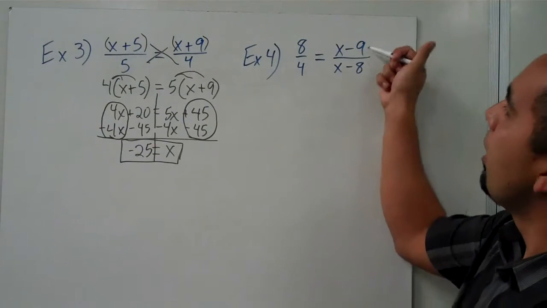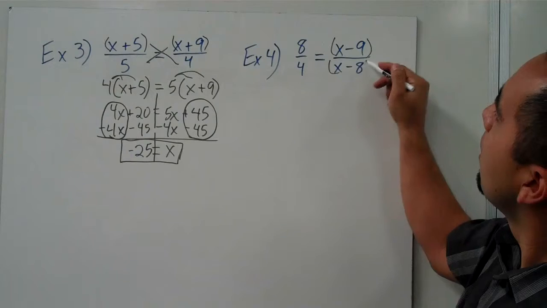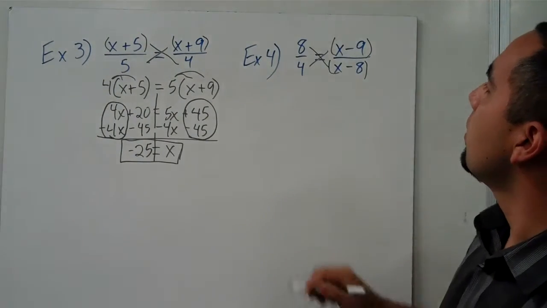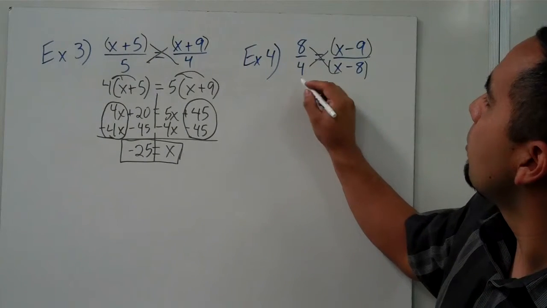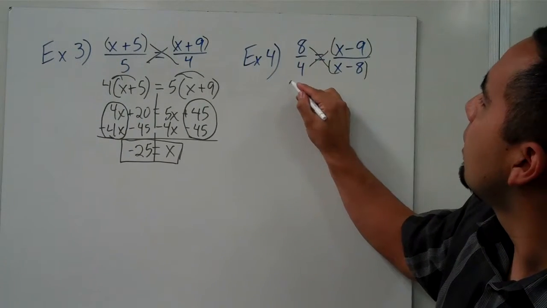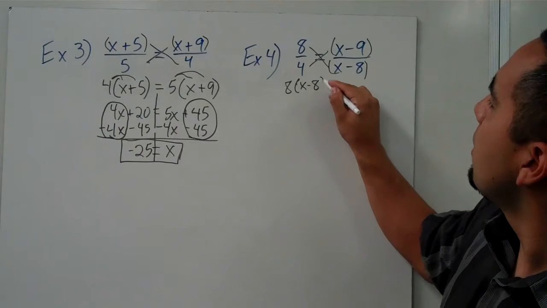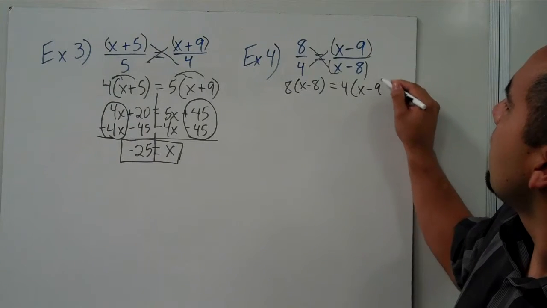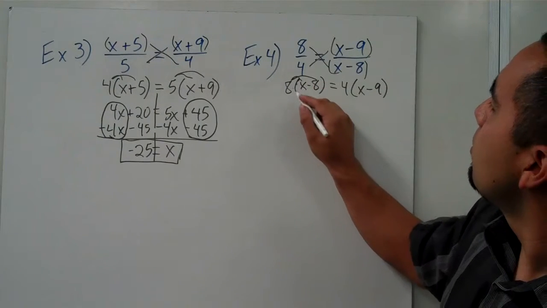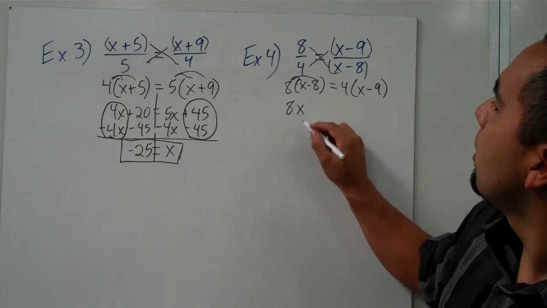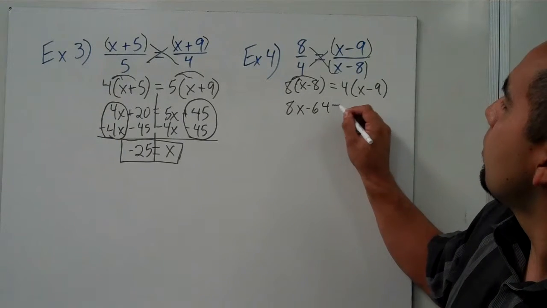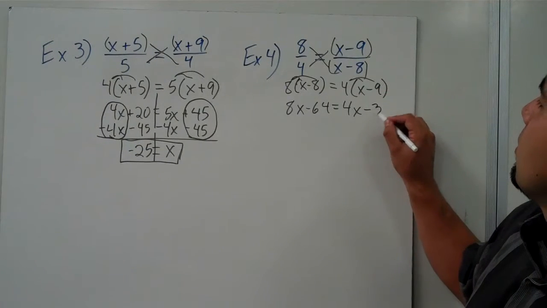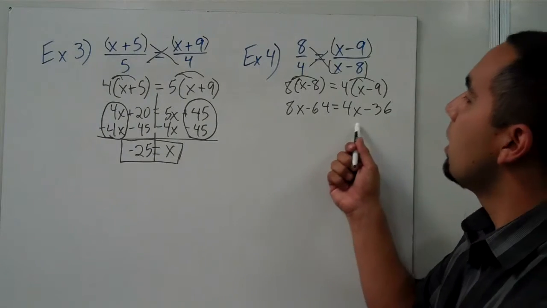Example number 4, now we have 2 terms on the same side, but same thing applies. It's not going to change anything. First step is I'm going to cross multiply, and I'm going to put the 8 on this side. So I have 8 times (x minus 8), and that equals 4 times (x minus 9). Next step is to distribute. 8 times x is 8x. 8 times 8 is 64. Distribute here, I get 4x minus 36.